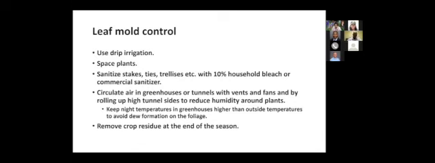So we want you to use drip irrigation and keep the foliage as dry as possible. Keep the plants spaced and use sterilization techniques for your ties, stakes, trellises, etc. And good air circulation is very important with this. Also, keep the night temperature in greenhouses higher than the outside temperatures to avoid dew formation on the foliage. And of course, we want you to clean up any crop residue at the end of the season.